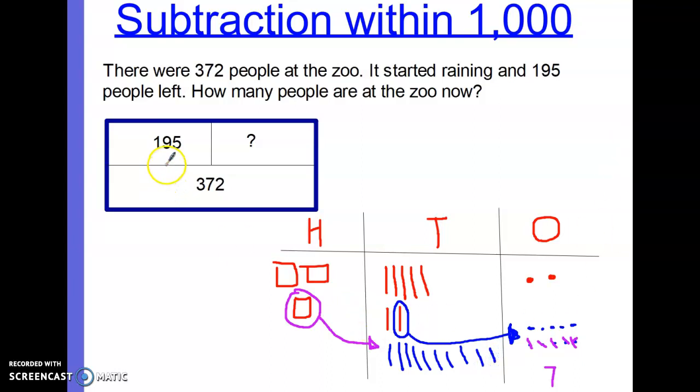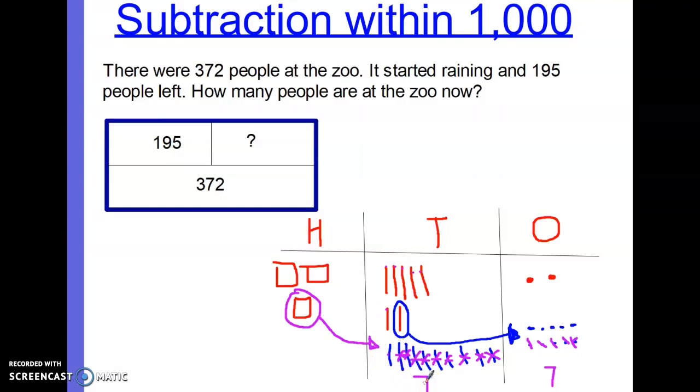Now I'm ready to take away 9 tens. So 1, 2, 3, 4, 5, 6, 7, 8, 9. So now I'm going to count my tens and see how many I have left. 10, 20, 30, 40, 50, 60, 70. So there are 7 tens.